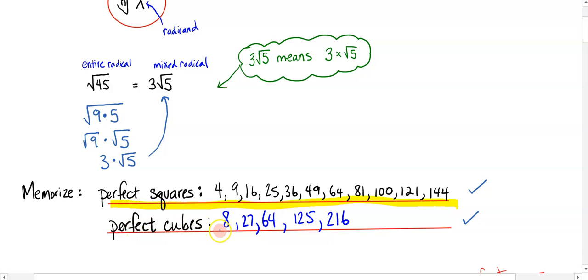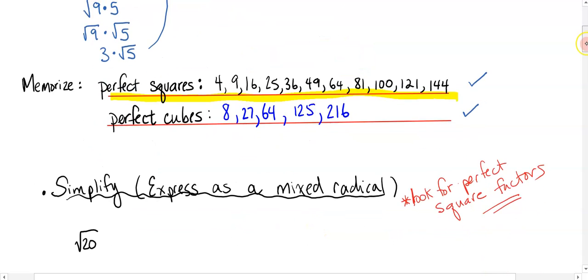Same thing with perfect cubes. There's not as many because they grow so fast. It's easy to generate. 2 cubed, 3 cubed, 4 cubed, 5 cubed, 6 cubed. So if you have difficulties with memory, you can always just generate these yourself anytime you need them and write them down and have a list for you.